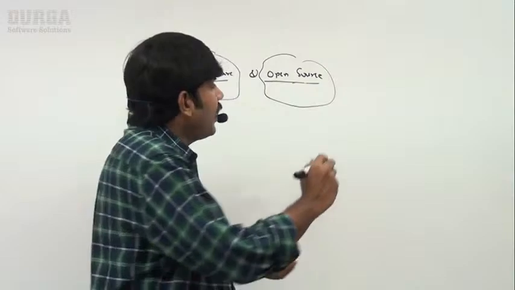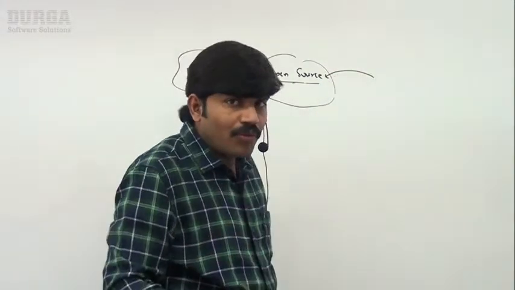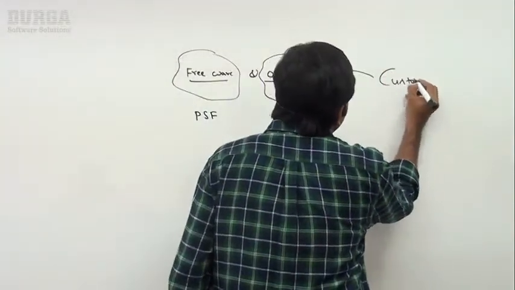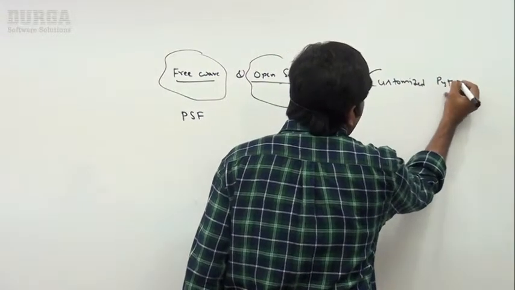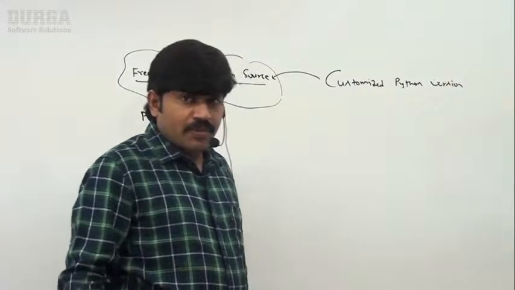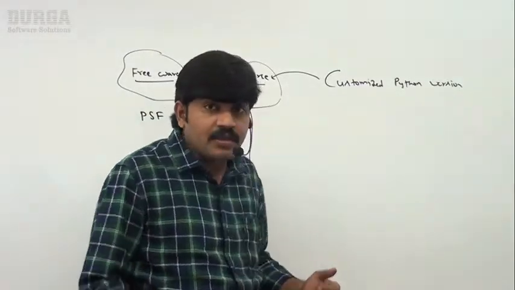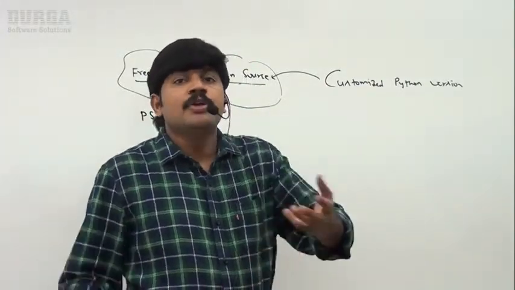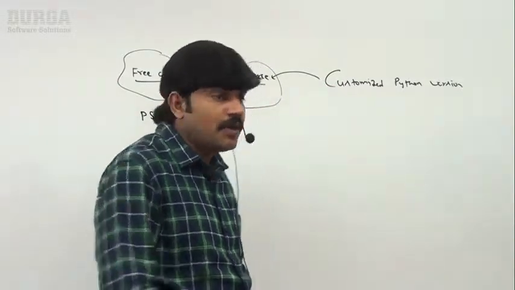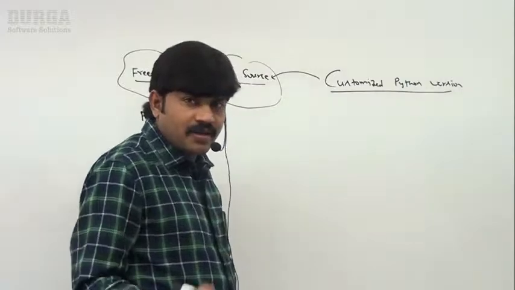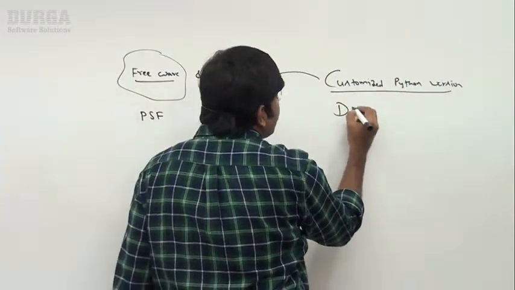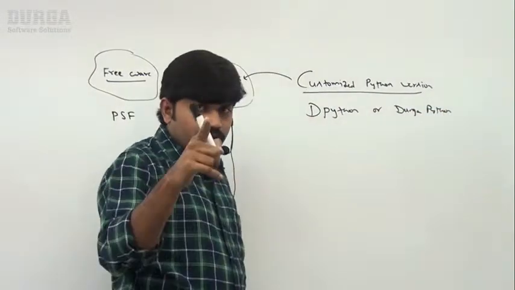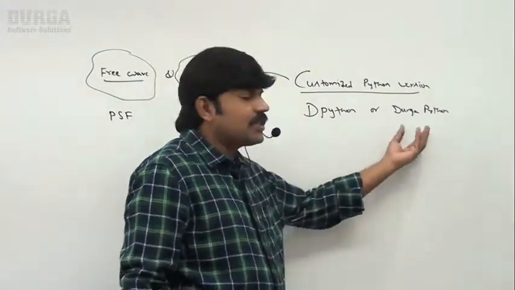So what I have to do is access the source code, make some modifications, add some extra libraries, and make a customized Python version that can fulfill my requirement, right? If the source code is open, any person is allowed to access it and modify it based on our requirement. Then a customized Python version is possible. Assume I customize something and name this customized version dpython or Durga Python. If you perform modifications, you can keep your own name, xyz Python, like this.